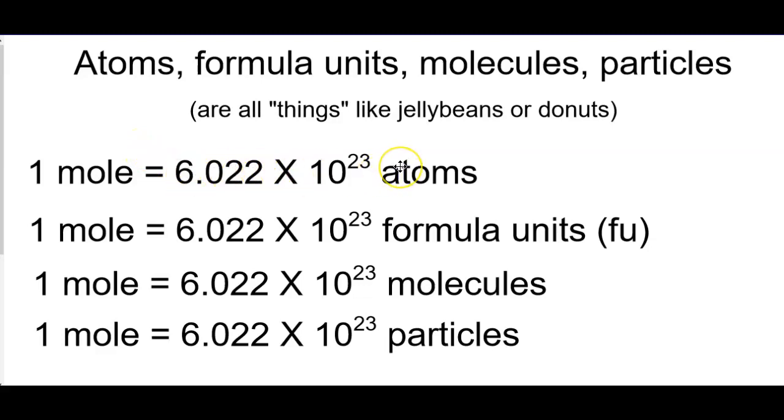So it's an item. A lot of my students want to make 1 mole equal this many grams. Remember, grams will never be after the 6.022 times 10 to the 23rd. You can't have a mole of a gram because a gram is not an item. Okay, so 1 mole equals 6.022 times 10 to the 23rd of whatever. In this case, we're going to be using atoms, formula units, molecules, and particles.